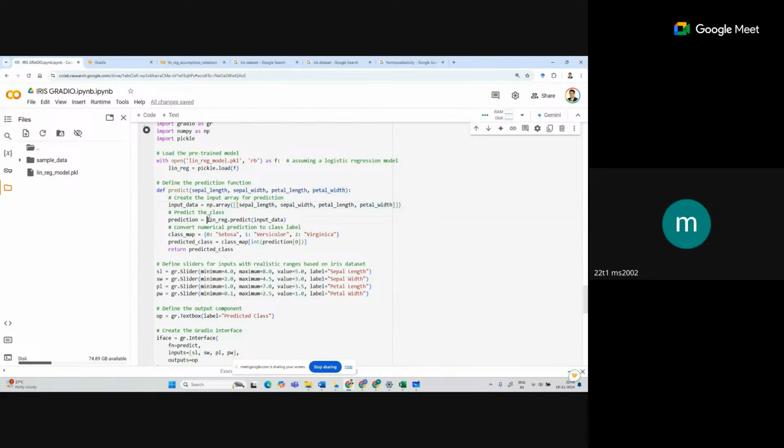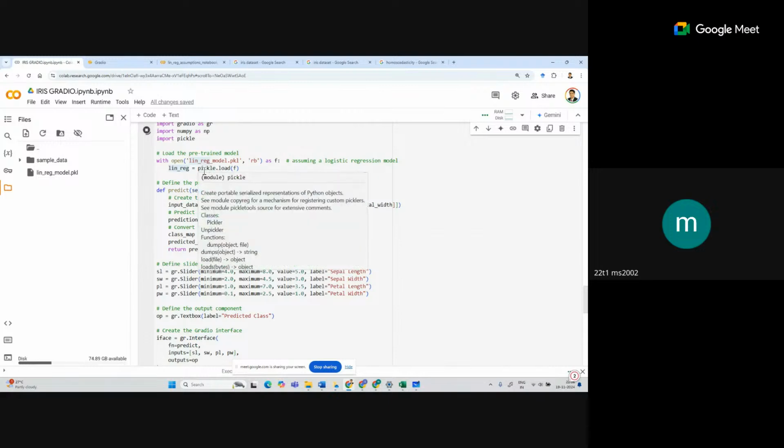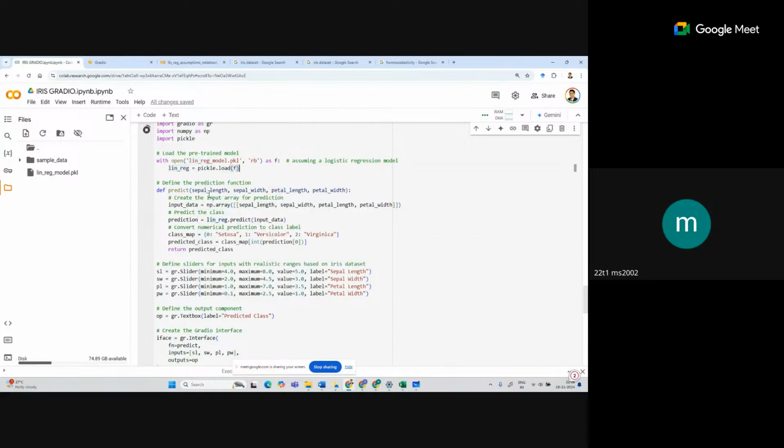Right? And what is this? What is this lin_reg? Linear regression. Our model. How do I fetch it? From the pickle file. It has been stored in the pickle file. I'm just getting back this from my pickle file, and I'm predicting on my input data, right? And here I'm rounding off.